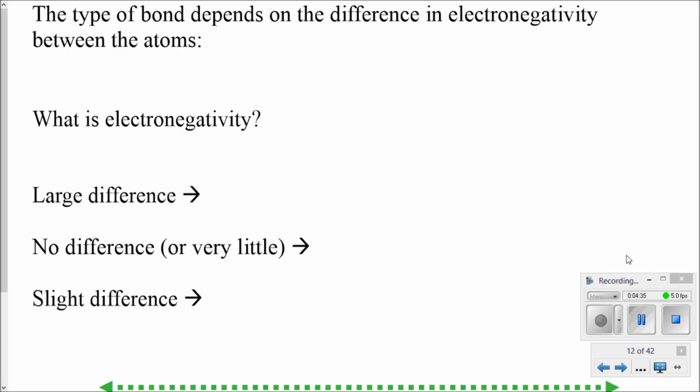So we need to know the type of bond: ionic or covalent, polar or nonpolar. I know I didn't talk about metallic today. We're going to touch on that at a later date. But really, the type of bond, either covalent or ionic, is determined by the difference in electronegativity. What is electronegativity? Electronegativity is the ability of an atom to attract an electron in a bond.